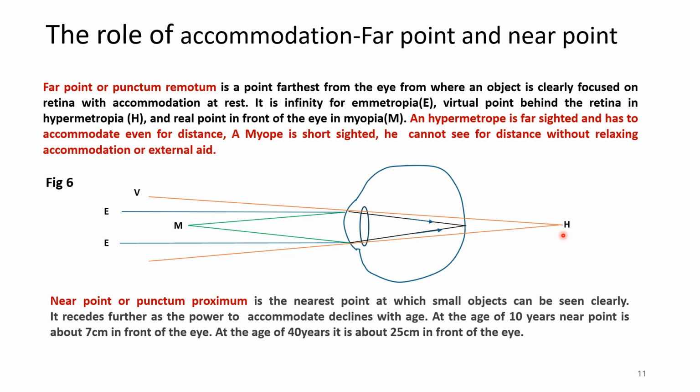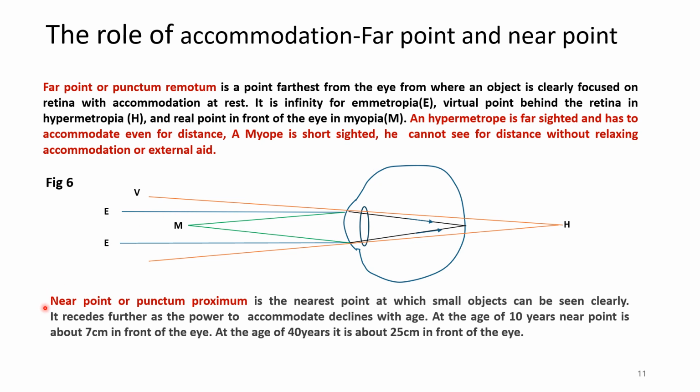So with accommodation at rest, a hypermetrope can focus rays which are slightly convergent on the eye. And for a myope, the punctum remotum is in front of the eye, and this distance depending upon the degree of refractive error. So, a hypermetrope is far-sighted and has to accommodate even for distance. A myope is short-sighted. He cannot see without relaxing accommodation or an external aid for distance.